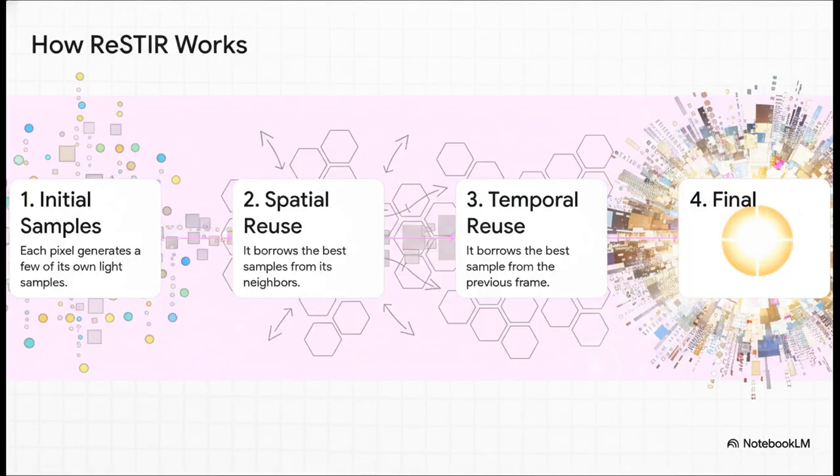So here's how it all comes together. A pixel starts off, maybe it generates one or two of its own random light samples. Then it looks at what its neighbors found, and it merges their best sample into its own pool. Then it looks back in time to the last frame and merges that best sample too. All of a sudden, that one pixel has effectively picked the best option from a huge pool of high-quality, pre-filtered candidates. It ends up with an incredibly smart guess about what the light should look like.